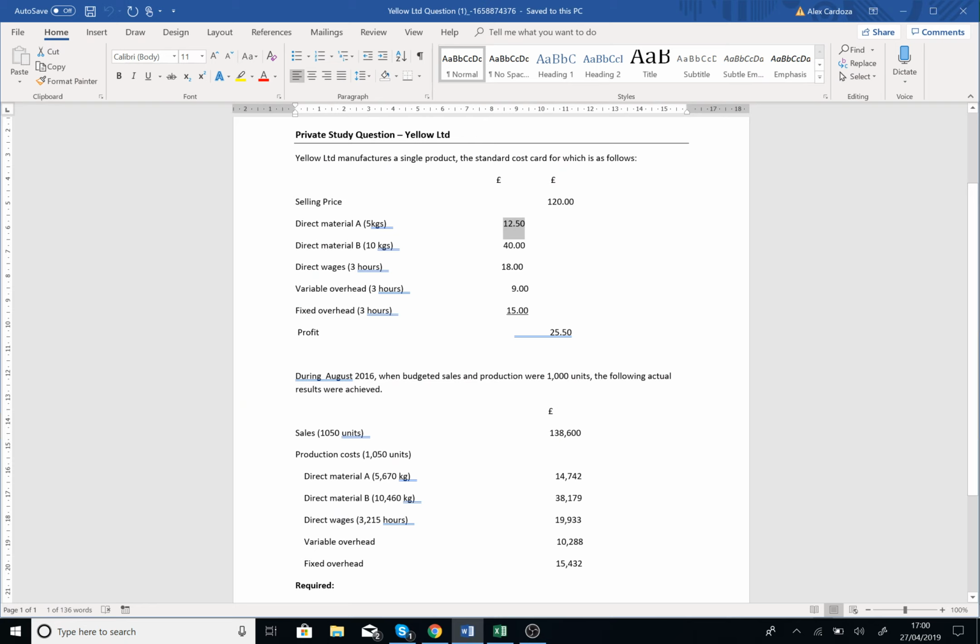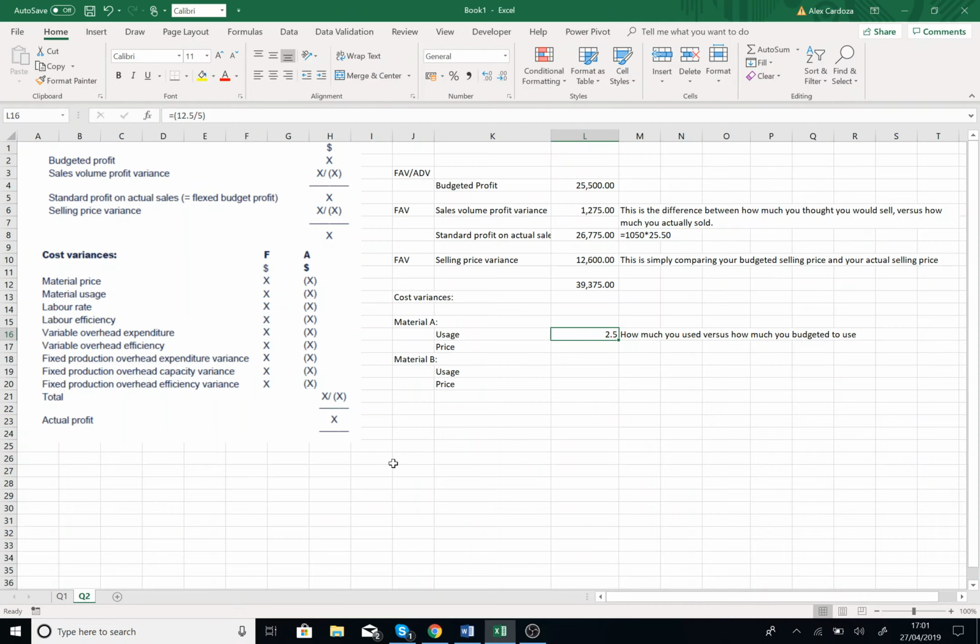That's 2.5. Just be really careful when you look at your standard cost cards with things like this, hours and gear. They will always try and trick you like this, okay? Every single time. So you were expected to use 5 kilos of something per unit. We produced 1,050, yeah? In the case of 1,050, you would be expected to use 5 kilos per unit.